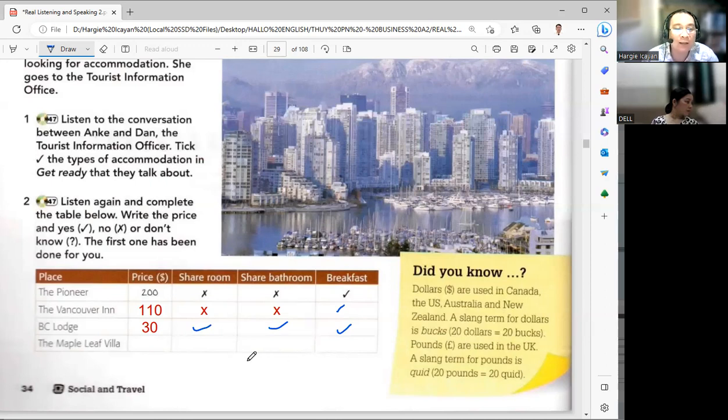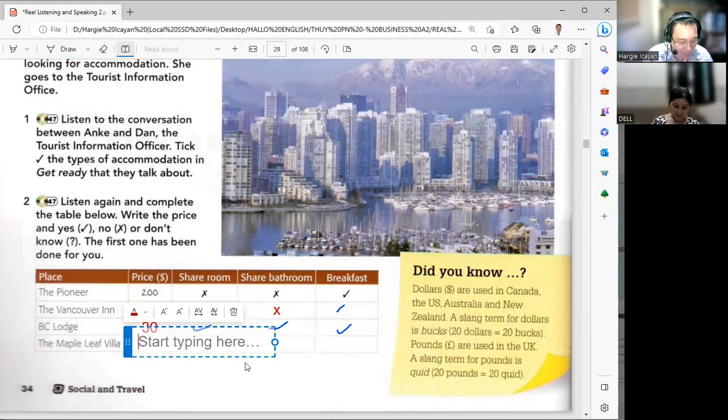So therefore, Dan suggested this particular guest house, right? And it costs how much? 60. Okay, it costs $60 per night. And she can afford it.